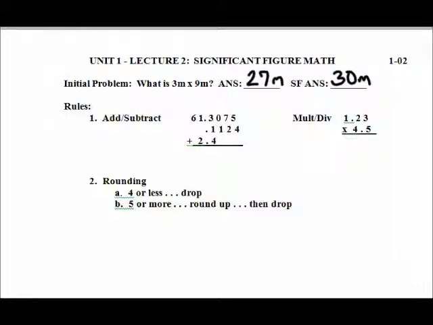Now, the rules for significant figure math are different for addition and subtraction compared to multiplication and division. When we're looking at addition and subtraction, we pay attention to the least number of decimal places our numbers have. In this example, 2.4 only has one decimal place. The other numbers in that example have 4 decimal places. So our answer, therefore, needs to have only one decimal place. When we add those numbers up, the answer that we get is 63.8499. When we round this number to one decimal place, the answer we get is 63.8.